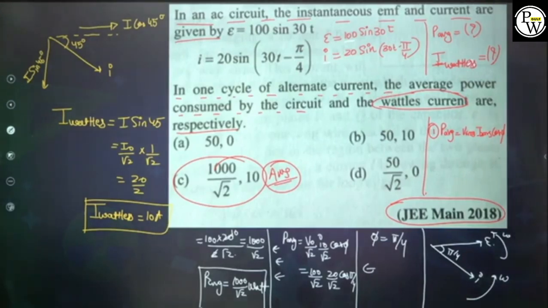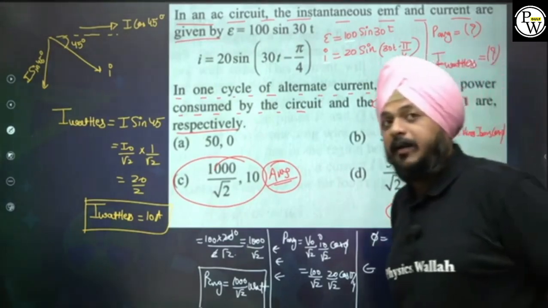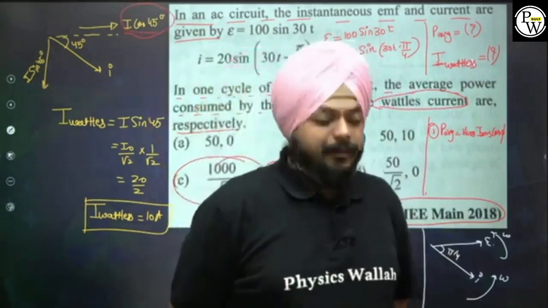A very nice question that was asked in JEE Main 2018: the average power consumed and the wattless current. Now suppose they are asking what will be the wattful current? Then this will be the wattful, I cos 45.